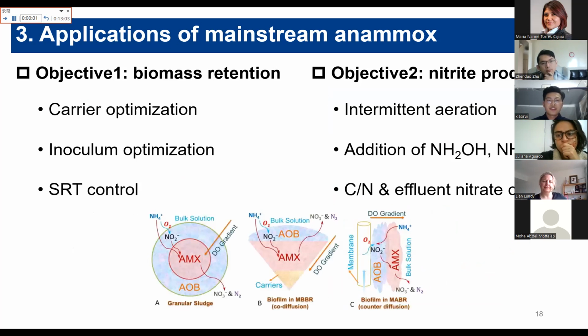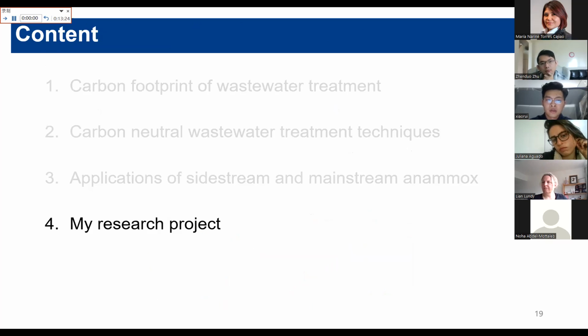In short, in order to achieve successful mainstream Anammox, we should achieve efficient biomass retention and stable nitrite production. There are 3 ways to achieve that. In our research, we also aim to achieve the success of mainstream Anammox application.